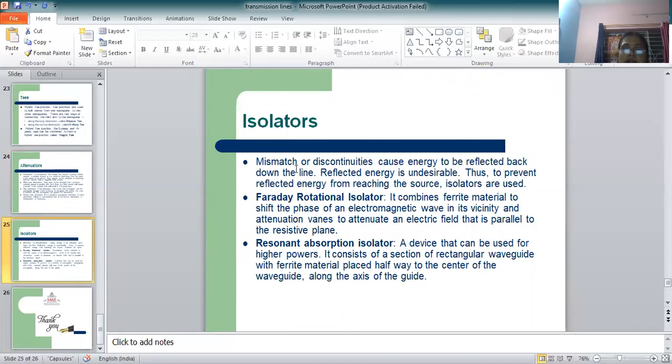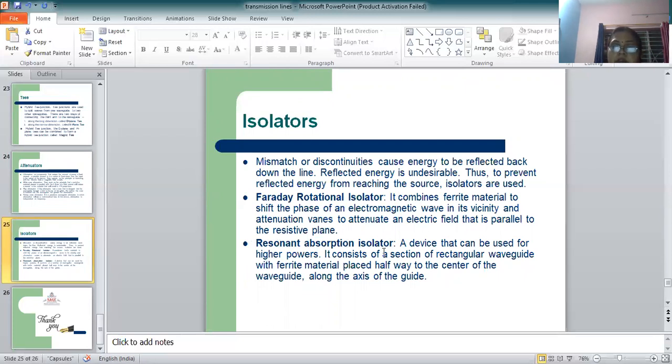There are isolators, which are used where mismatches or discontinuities cause energy to be reflected back down the line. There are two kinds of resonator isolators: the Faraday rotational isolator and the resonant absorption isolator. The Faraday rotational isolator combines ferrite material to shift the phase of an electromagnetic wave in its vicinity and attenuation vanes to attenuate an electric field that is parallel to the resistive plane.